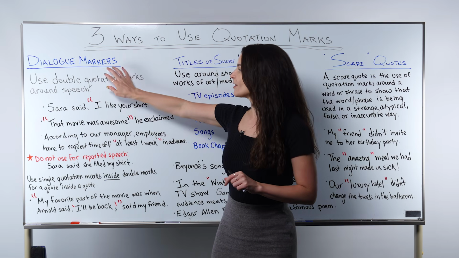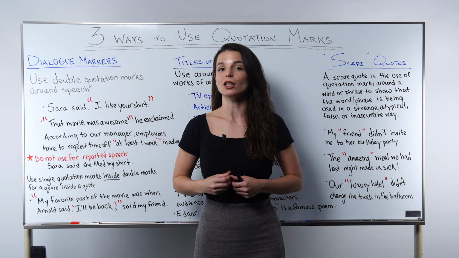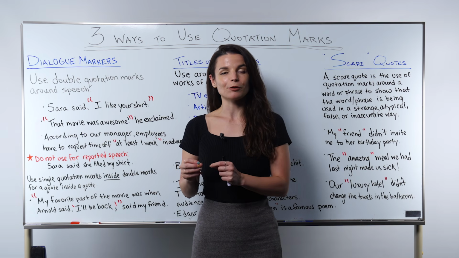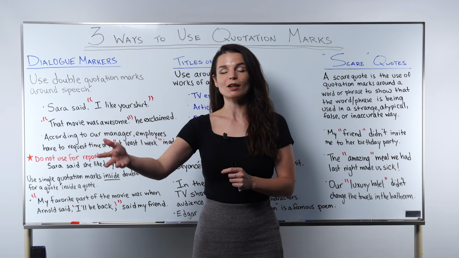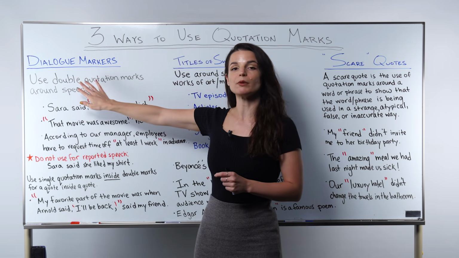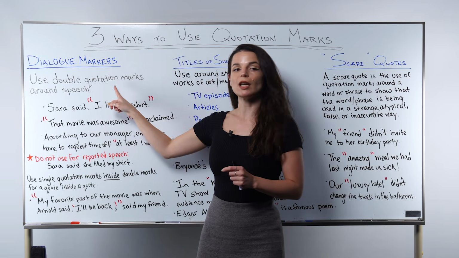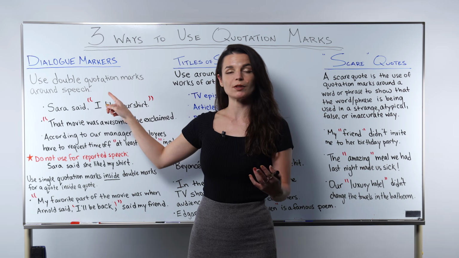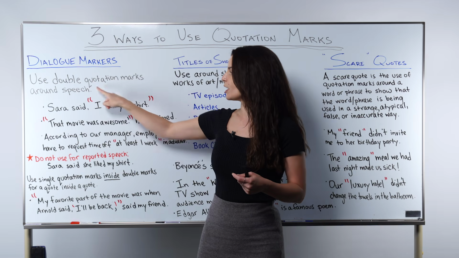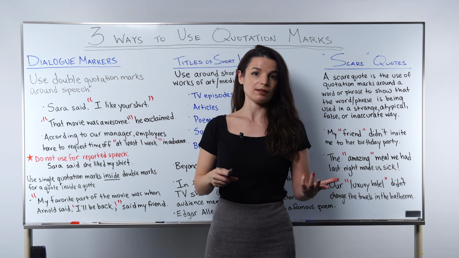So, the first point I want to talk about is using quotation marks for dialogue markers. So when you read a book, for example, and in the story, a character says something, we mark their speech with dialogue marker quotation marks. So in American English, we use double quotation marks around speech. So double quotation marks mean we use 2 of these quotation marks on both sides of the speech. So here's an example of what this looks like.